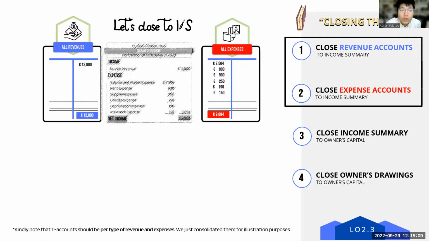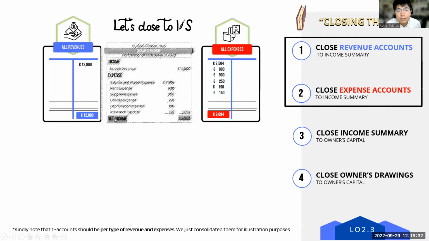So now, the thing that we have to do is to close them to income summary. And in order to close an account, you have to zero it out. Meaning, since all revenues have a credit normal balance, we have to recognize a debit. Okay? And then, for expenses, since they have a normal debit balance, what we have to do is to make credits in order to zero them out.